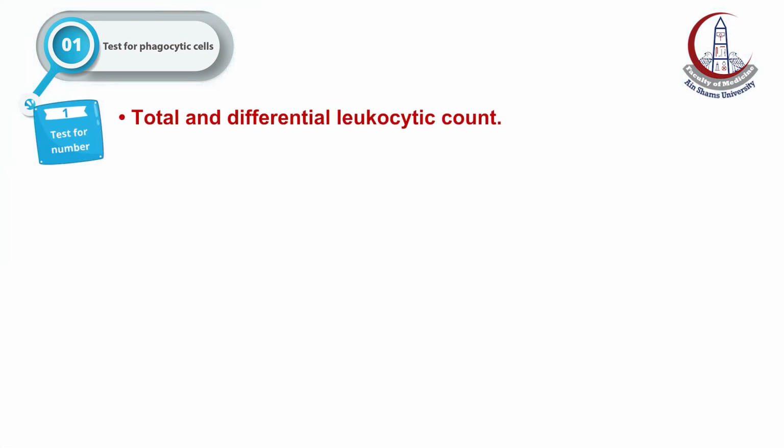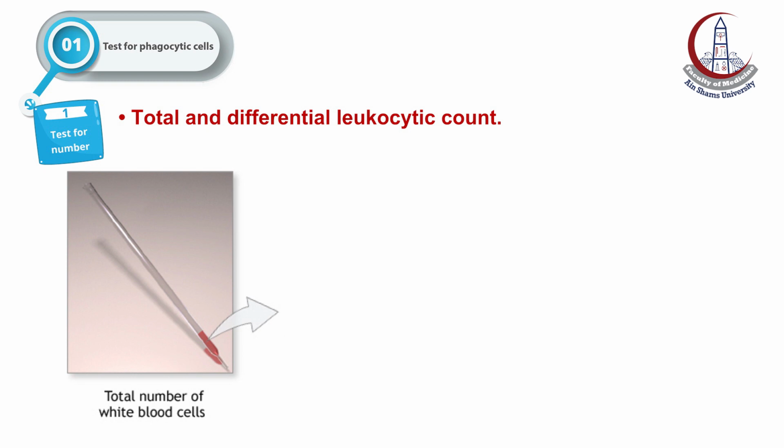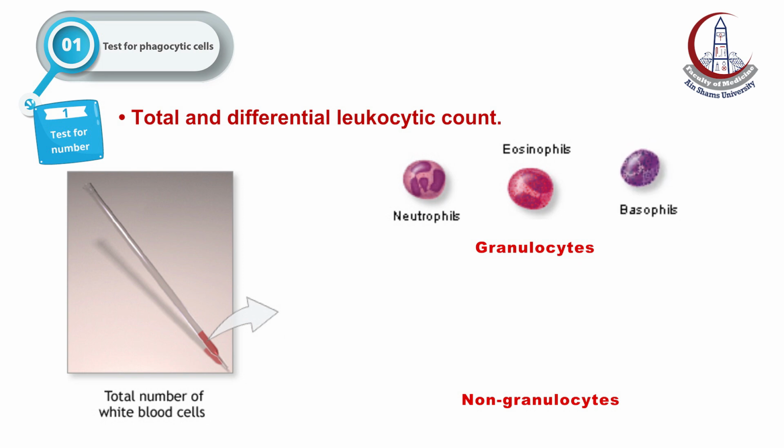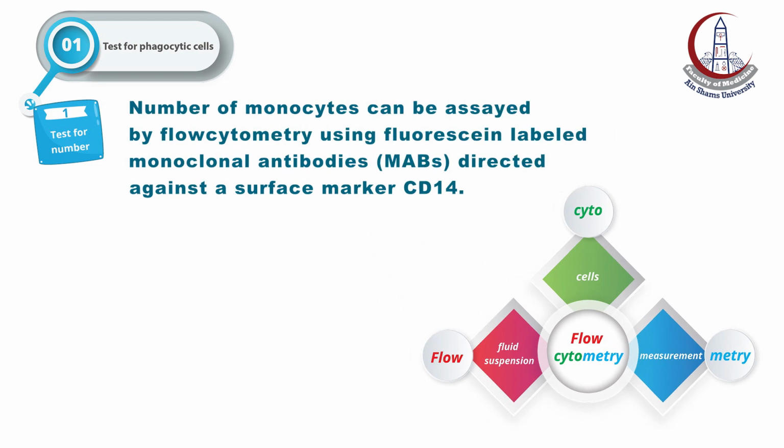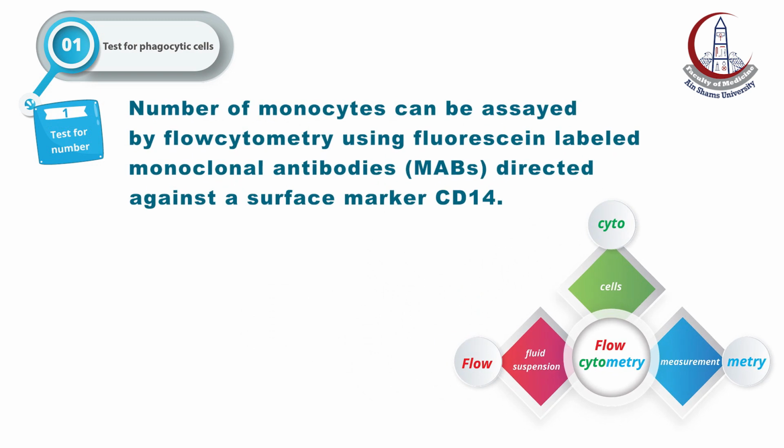We can simply start by determining total and differential leukocytic count, which is basically the total number of white blood cells, including granulocytes and non-granulocytes. Granulocytes can be, for example, neutrophils, eosinophils, and basophils, or non-granulocytes, including monocytes and lymphocytes. Now, the number of monocytes, and you do remember that monocytes are the precursors of macrophages, which are very important phagocytic cells, can be assayed by flow cytometry using fluorescein-labeled monoclonal antibodies directed against a specific marker that identifies monocytes, namely CD14.